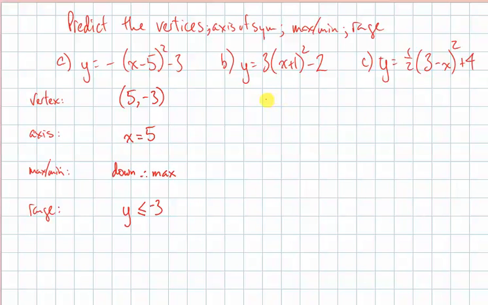The next one here has a vertex of negative 1, negative 2. Remember, this is always a subtraction, so when you see plus, that means we subtracted a negative number. The axis is the x-coordinate of the vertex. This one opens up, so it's a minimum problem. If it's a minimum, the y is always more than or equal to that y-coordinate of the vertex.